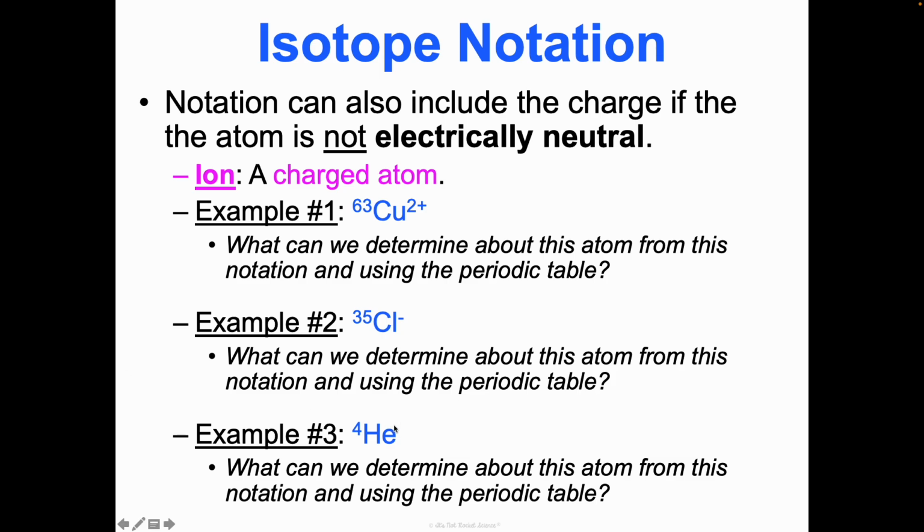We do not see a charge over here. So if no charge is indicated, you can assume that it has 0 charge and that this is an electrically neutral atom. It is not an ion. So that means that the total number of electrons is equal to the total number of protons. So if there are 2 protons, that means there are 2 total electrons. Okay? That's the kind of stuff we're going to be doing moving forward.